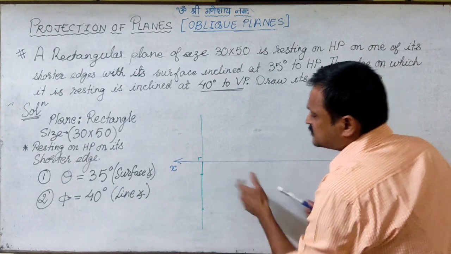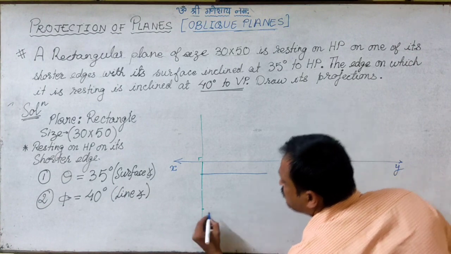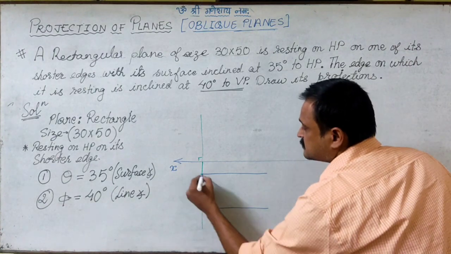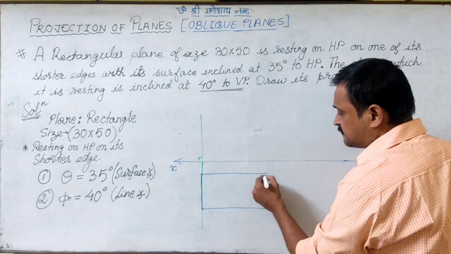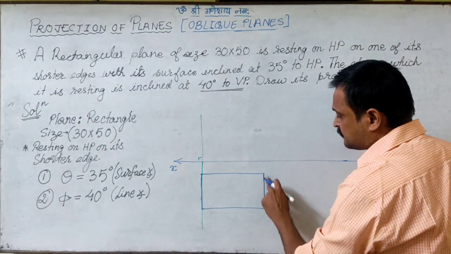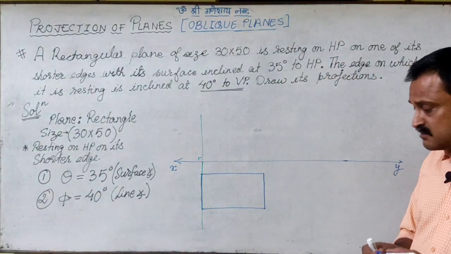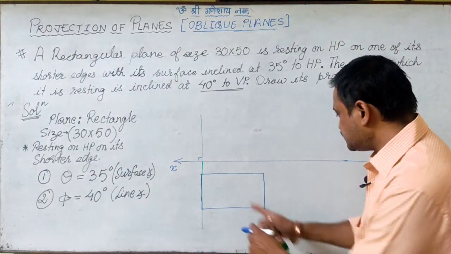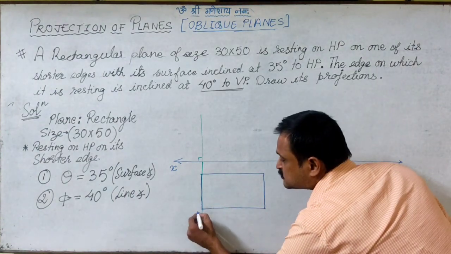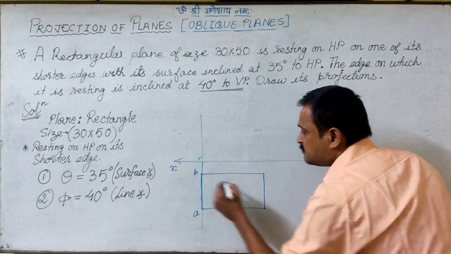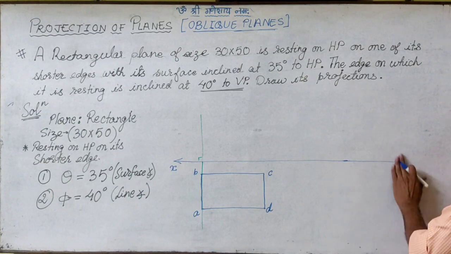Then parallel to this, I draw the longer edge. So we measure this as 50, and we draw the required true shape. So this comes out to be the true shape. Now we name it. This is in the top view, so I name the corners as A, B, C and D.